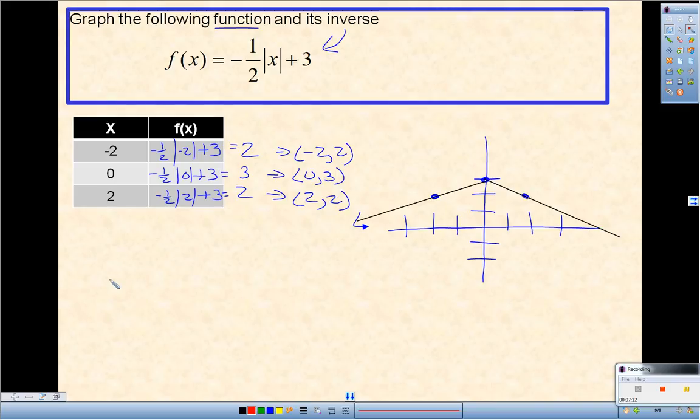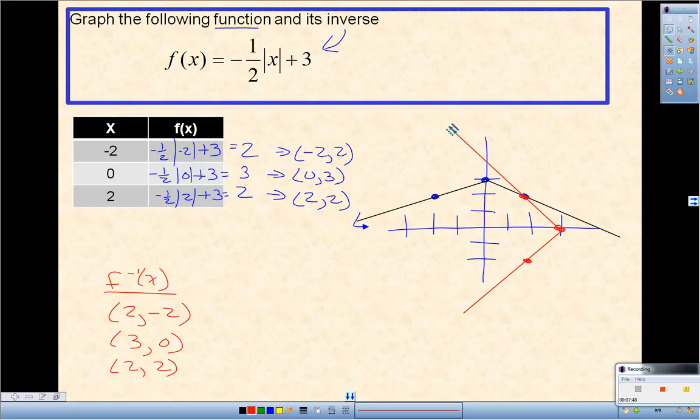All right, so the way that I would find my inverse would be simply to change the order of these ordered pairs. So then I would have 2, negative 2, 3, 0, and then 2, 2. If I were to plot these points, and then graph this line, I'm going to have it going this way, and then this way. And then I'm just going to draw my little arrows to signify that it does keep on going.